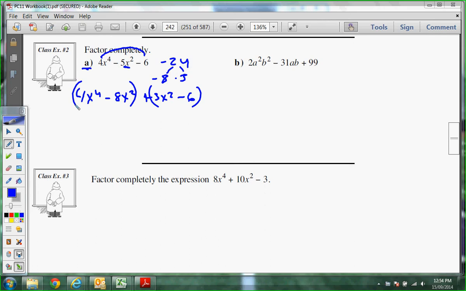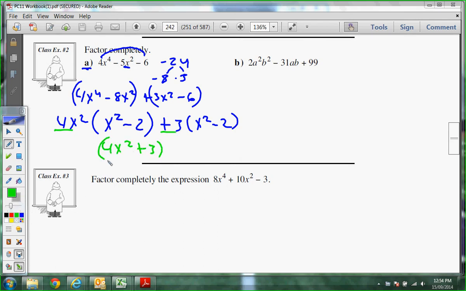Okay, so what can I take out of here, Kyle? 4x squared, right? So that gives me x squared minus 2. Okay, Sarah, what can I take out of the second one? 3, right? So I'm going to take 3 out. That gives me x squared minus 2. We feel good because those match. We push these two together. So your answer is right there.